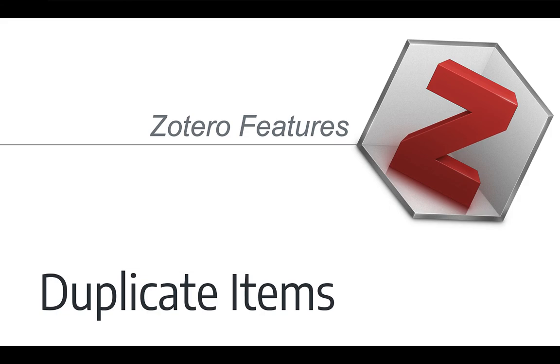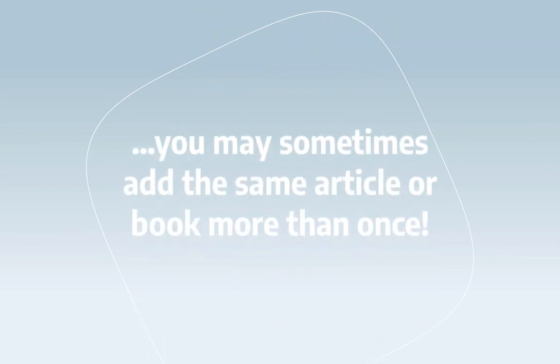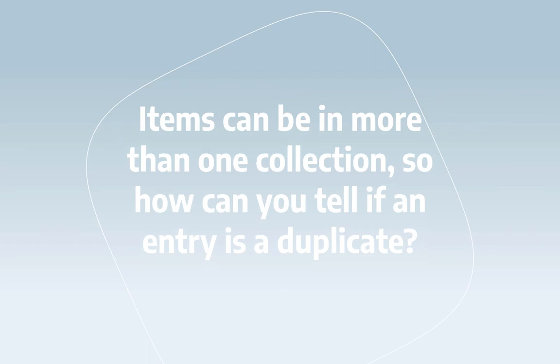Let's say you're doing an online search over the span of a few weeks, and for some reason you add a reference to the same journal article twice. This happens all the time to me, certainly, usually by accident or as a result of adding things manually. And since an item can appear in more than one collection, you might be confused about which entry is which.